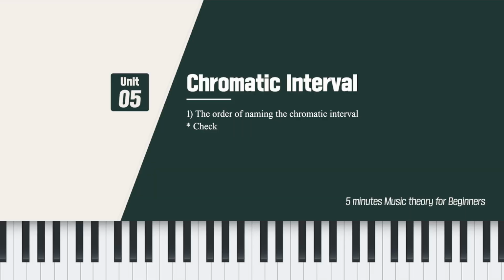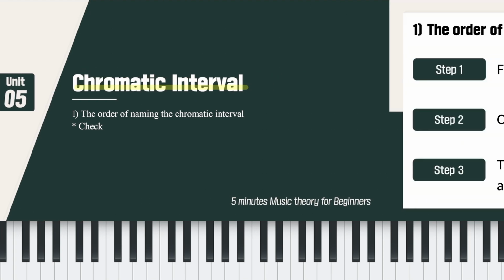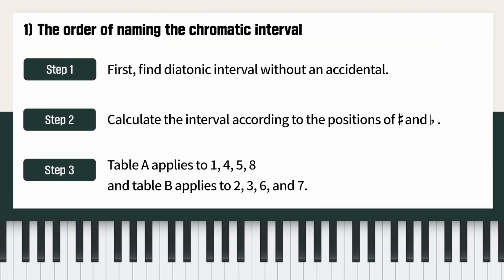In this Unit 5, we will talk about chromatic intervals. Number 1. The order of naming the chromatic interval. In simple words, a chromatic interval is an interval with accidentals, such as sharps and flats. So, to identify a chromatic interval, you need some steps.